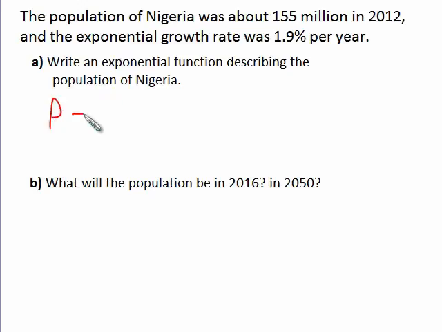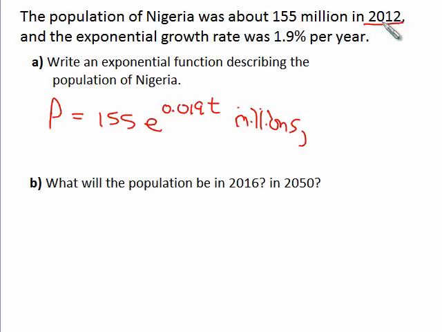So the population then will be our starting population, which is 155 million, e to the our growth rate, which I have to write as a decimal, so that would be 0.019 times the number of years. So P is in millions of people, and then t will be the number of years after our starting year, which is 2012. So I'll say t years after 2012.